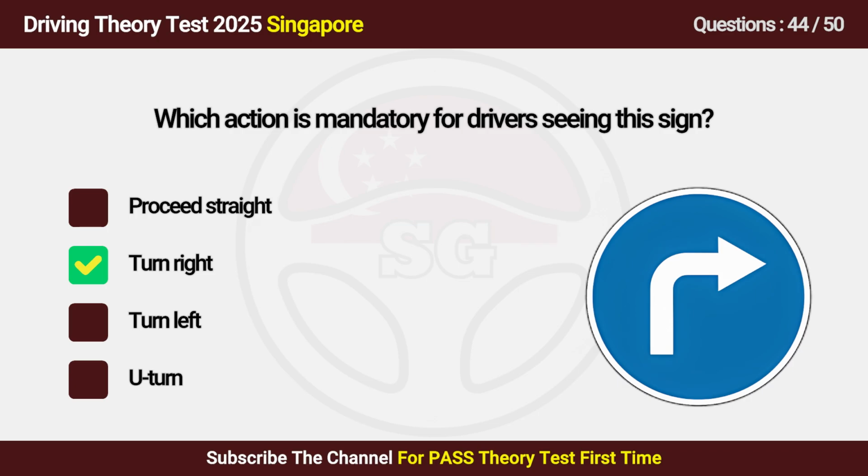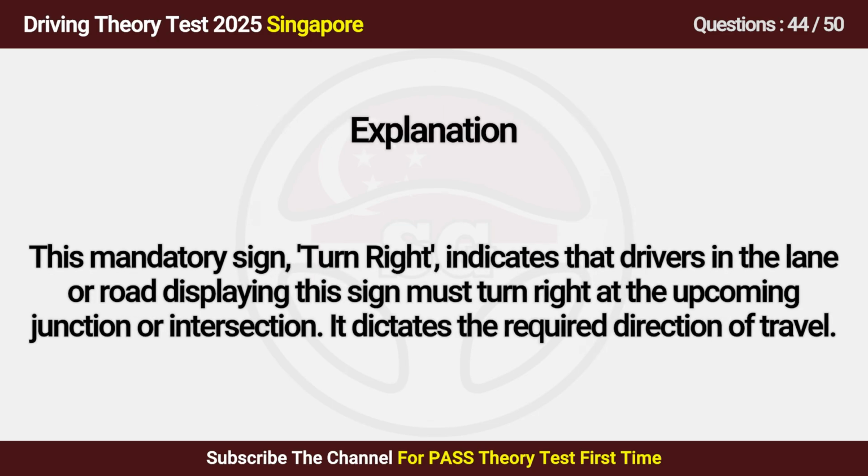Answer is B. Turn right. This mandatory sign, turn right, indicates that drivers in the lane or road displaying this sign must turn right at the upcoming junction or intersection. It dictates the required direction of travel.